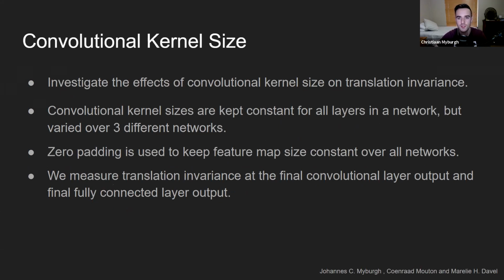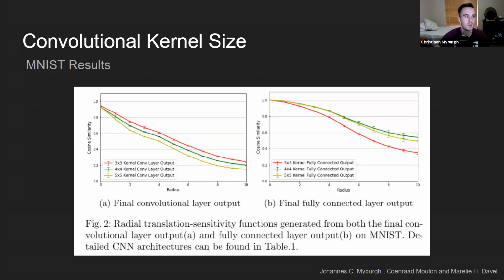When you change convolutional kernel size, you see that your feature map size changes. To ensure that the effects of feature map size don't influence this experiment, we use zero padding to ensure that our feature maps have the same constant size across layers and across networks. And then in this experiment specifically, we measure translation invariance right after the convolutional layers and then right after the fully connected layers, so that we can see the effects that the convolutional layers and the fully connected layers have on translation invariance. And so these are the first set of results that we receive on the MNIST dataset.